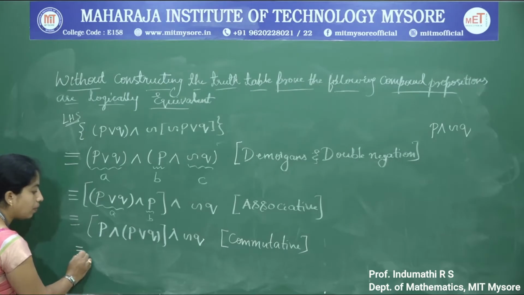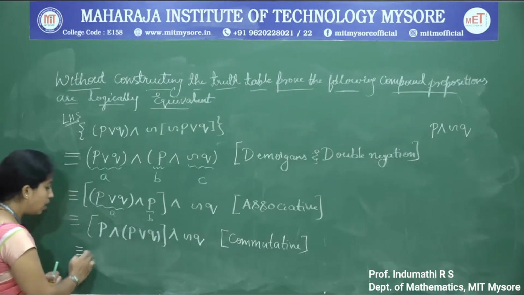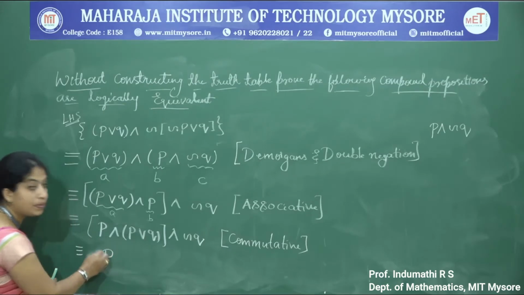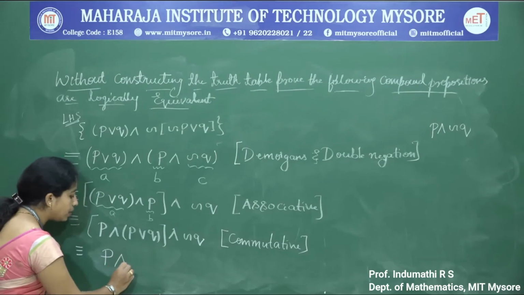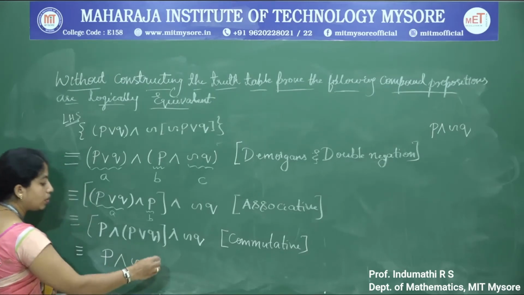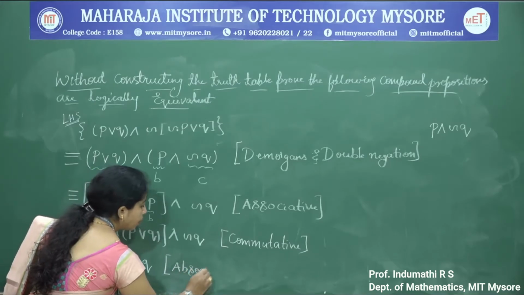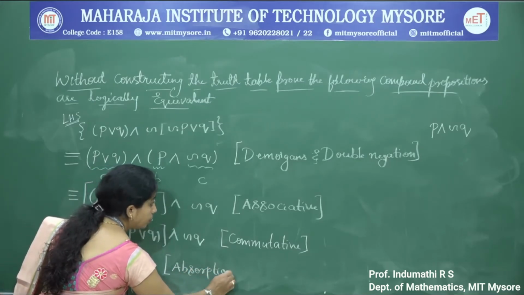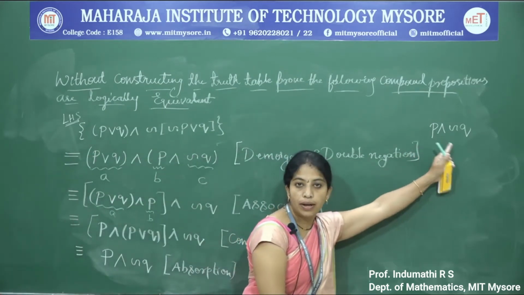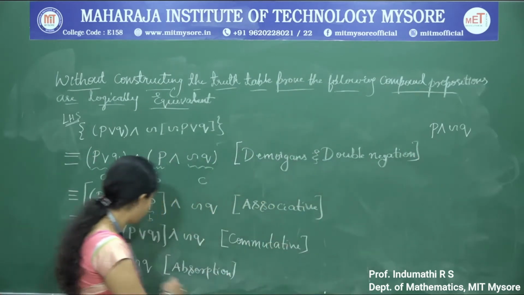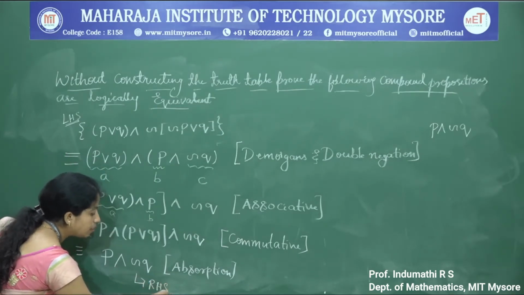Again, this is logically equivalent to P conjunction (P disjunction Q) is logically equivalent to P. This is by using law of absorption. Write the last term as it is, conjunction negation Q. Here we have applied law of absorption. This is the RHS part. What's the RHS part? We are supposed to get P conjunction negation Q. This is the RHS part.